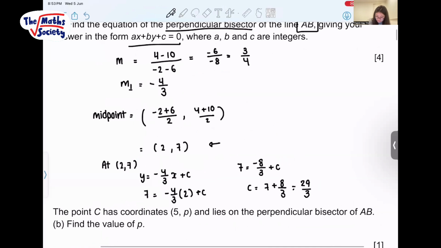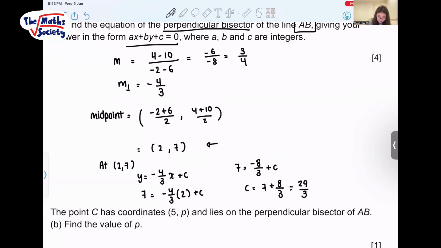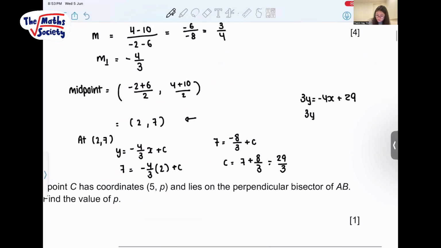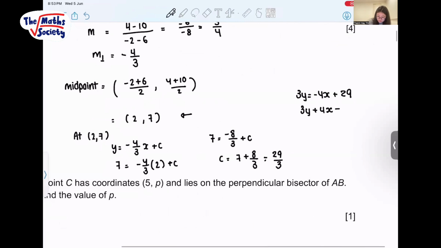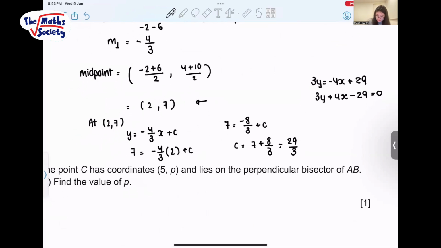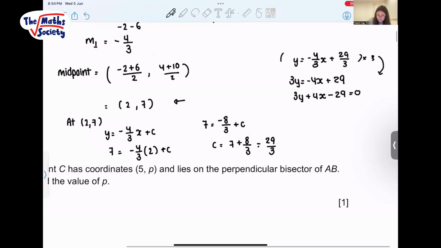Yep, so now you can have it as 3y equals -4x plus 29, after you round all of them up. So you have 3y, because they asked you to give it in the ax plus by plus c form, plus 4x minus 29 is equal to 0, and you get your a, b, and c values. So for this part it's just this: y equals -4/3 x plus 29/3, and then you just multiply it by 3, and then you'll get this part, yeah?